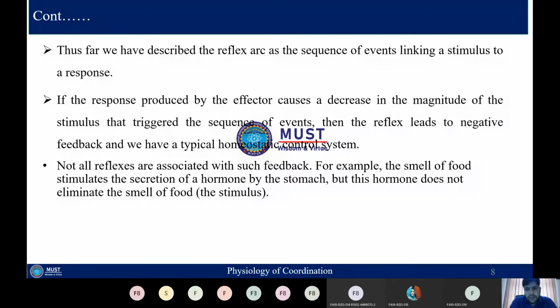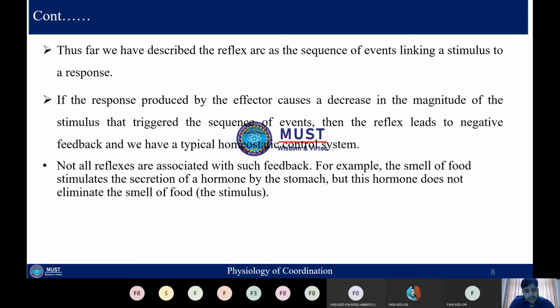If the response produced by the effector is decreasing the magnitude of the stimulus that triggered the sequence of events, then this type of response will be called negative feedback. As I told you in the previous lecture, the thermoregulatory response produced by our body tends to move the variable in the opposite direction. For example, we discussed that when the room temperature decreased to 5 degrees centigrade, our body temperature started to decrease as well, and various homeostatic responses and thermoregulatory mechanisms became active in our body. All those thermoregulatory mechanisms tend to move that variable in the opposite direction. I mean, they basically reduce the effect of the stimulus.